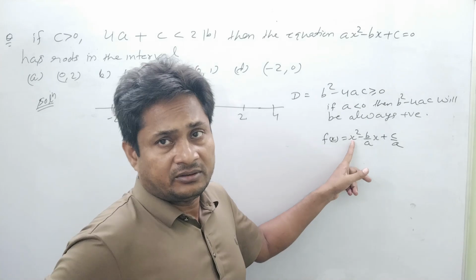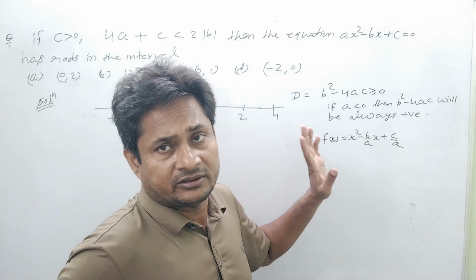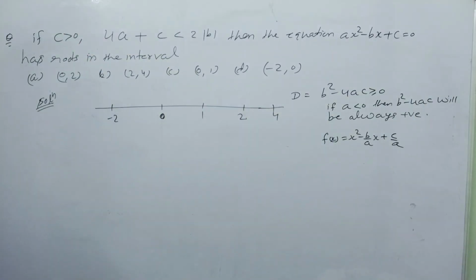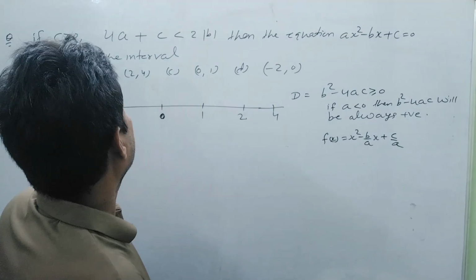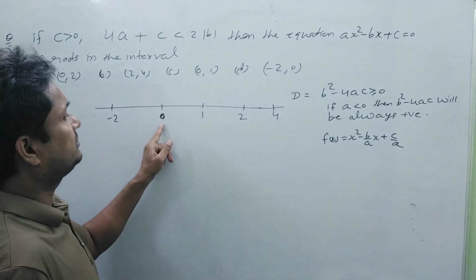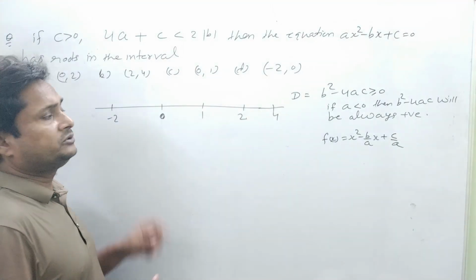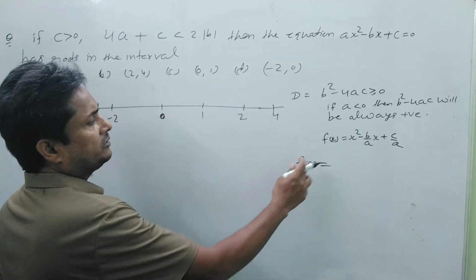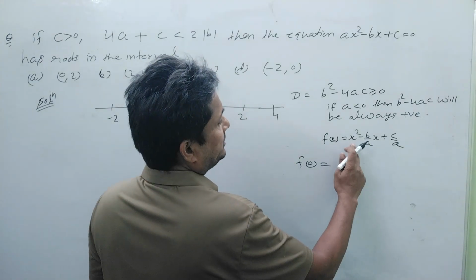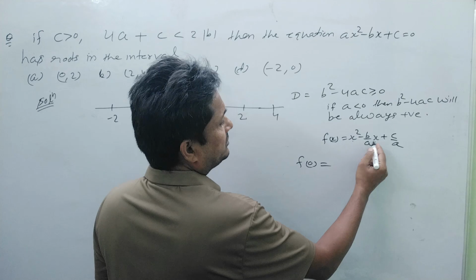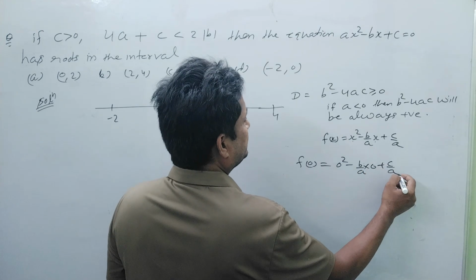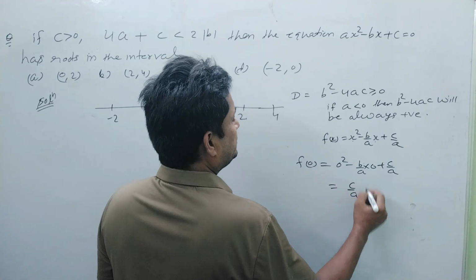We have already taken the coefficient of x square as 1, that is positive, so it will always represent an upward parabola. Now it is the upward parabola, so find out the values of f(x) at these values. So first of all find out f of 0. f of 0 will be how much? f of 0 will be 0 square minus b by a into 0 plus c by a. That means it is coming c by a.